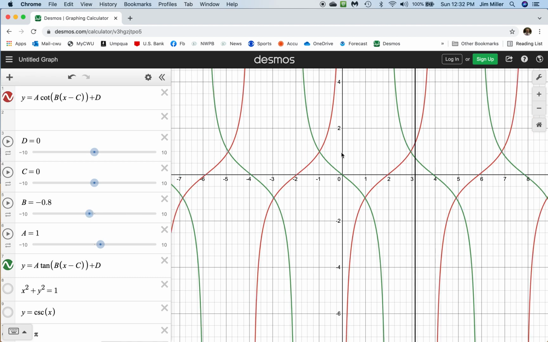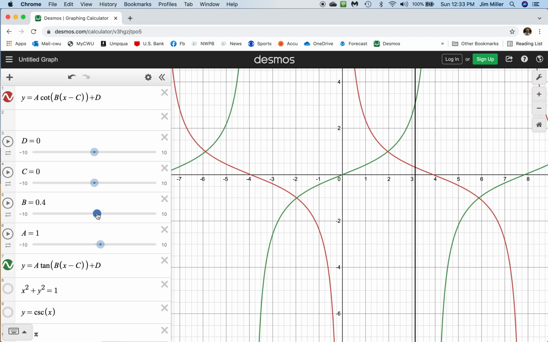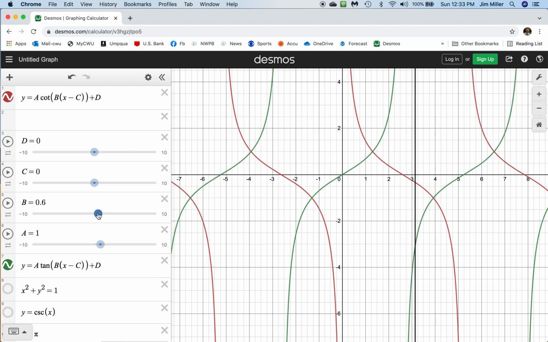See how here the tangent goes down this way, and the cotangent's going up. And then if I move B to the positive side, they flip sides. They flip over the y-axis. That's the quick summary of graphing trig functions.